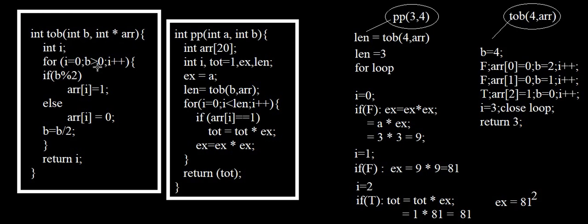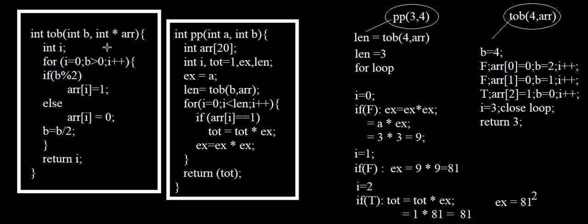Okay, now here b equals to 4, until and unless b is greater than 0, we need to execute these 3 lines. Let's come to this line. If b, which is 4 mod 2, which is 0, this means that this statement is false. Come to the else condition, and here array of I should be 0. So array of I, which is 0, is equal to 0, and now b is divided by 2 and also assigned to the b. So b is 4 by 2, which is 2, and b equals to 2.